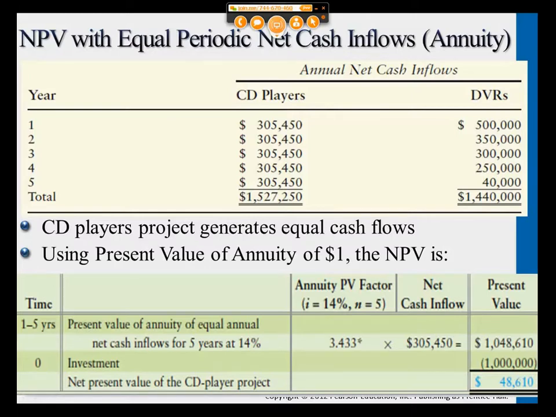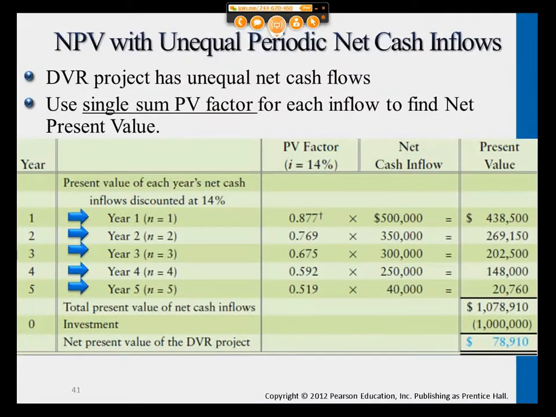That was my initial investment in that line of CD players, right? So the difference between my present value and this $1 million is this net present value of the CD player project. But this is only one part. I can't make a decision with this. So let's look at what I am going to do with the right side.